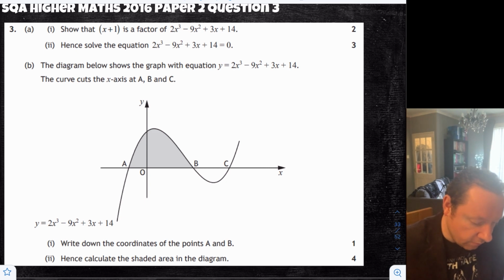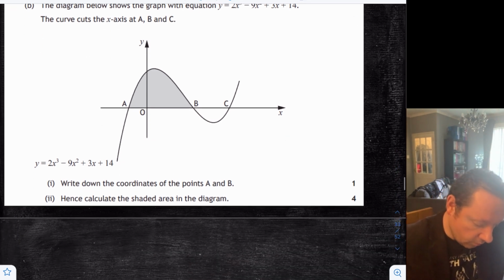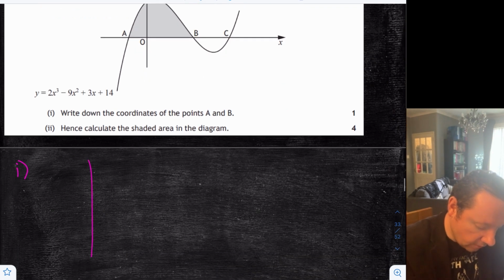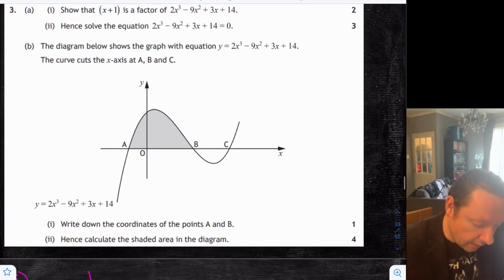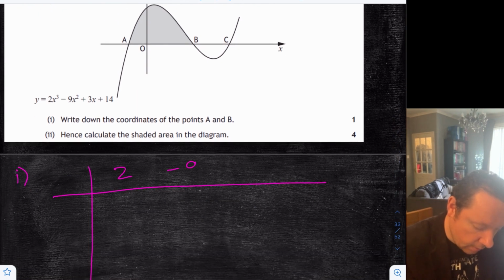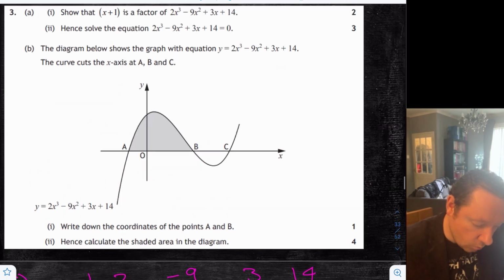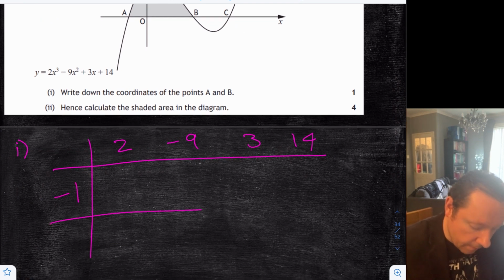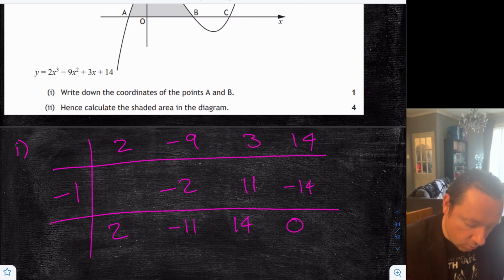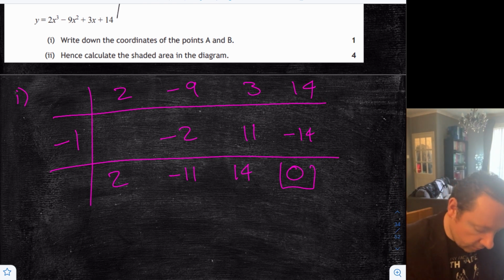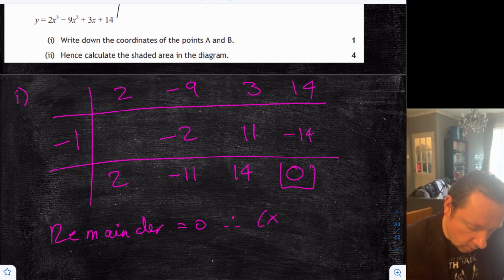So part A, show that something's a factor. We can use synthetic division. So for part 1, I'll set up my synthetic division nice and quickly. I've got 2, minus 9, 3 and 14. And we're trying to show that x plus 1 is a factor, so I can sub in minus 1. So I've got 2, minus 2, minus 2 minus 9 is minus 11, times by minus 1 is 11, 11 and 3 is 14, times by minus 1 is minus 14, we get 0, and we'd need to write a little statement, the remainder equals 0, therefore x plus 1 is a factor of f of x.